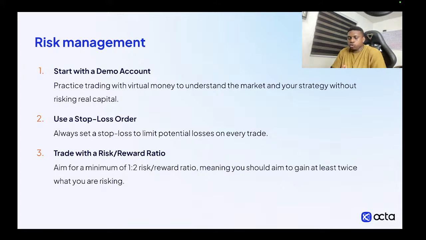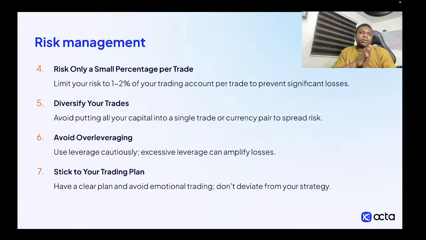It's important that you aim for a 1 to 2 risk to reward ratio, meaning you should aim to gain at least twice of what you are risking. 4, risk only a small percentage per trade. Limit your risk to 1 to 2% of your trading account per trade to prevent significant losses.